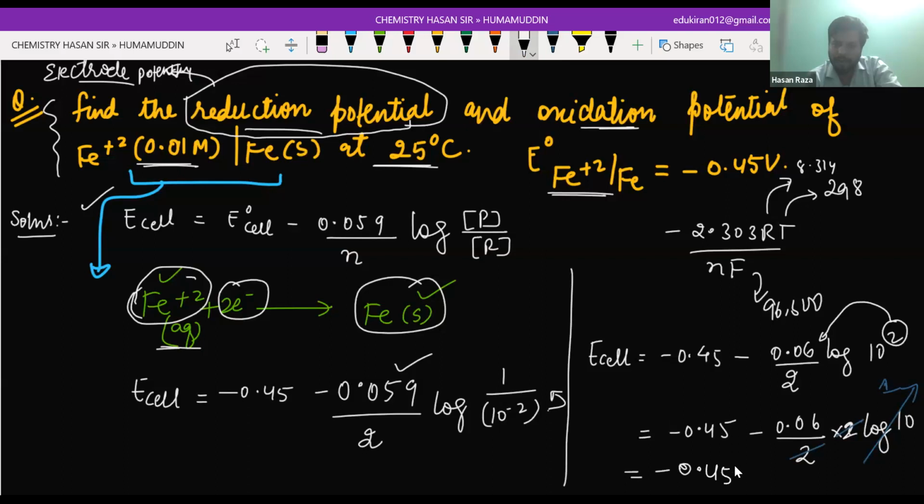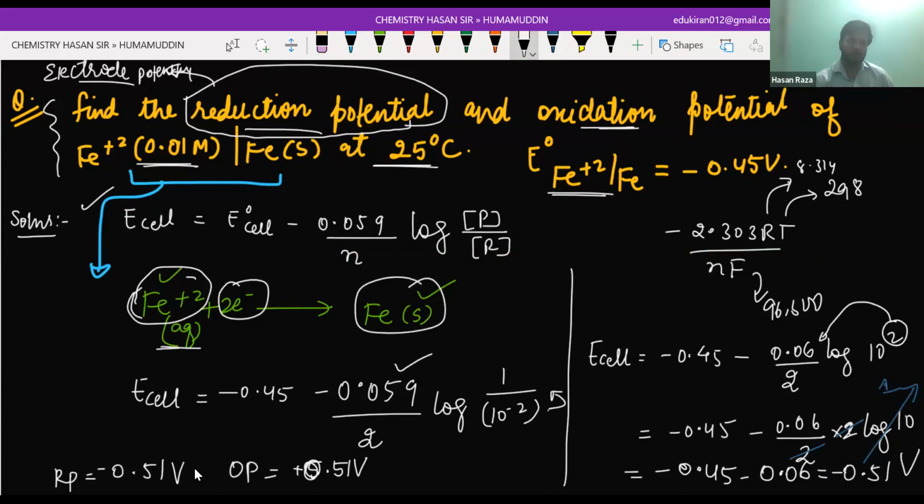Then 0.45 minus 0.06, together it will make 0.51 minus. This is the value of E cell. That means the reduction potential will also be 0.51 volt negative. And if you want to calculate the oxidation potential, just change the sign and you will get plus 0.51 volt. Got it? Yes.